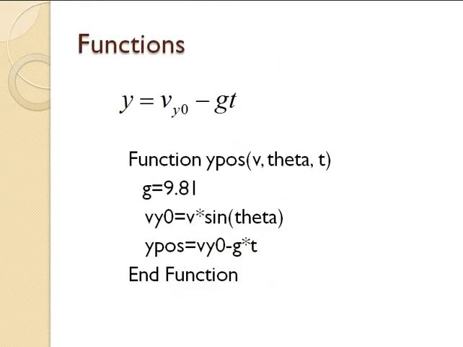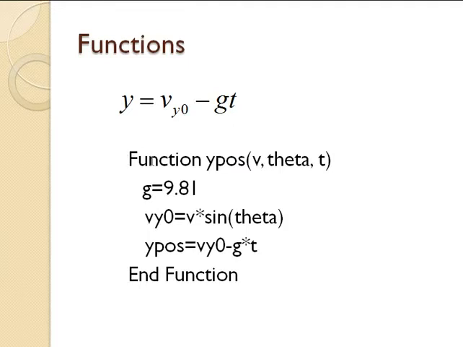So I want to have a function for the x position, the y position, and the time at which it hits the ground. So this is just the y position function, so I repeat the formula here. We want to send the initial velocity and the angle at which we threw the ball and the time, and get back a y value.